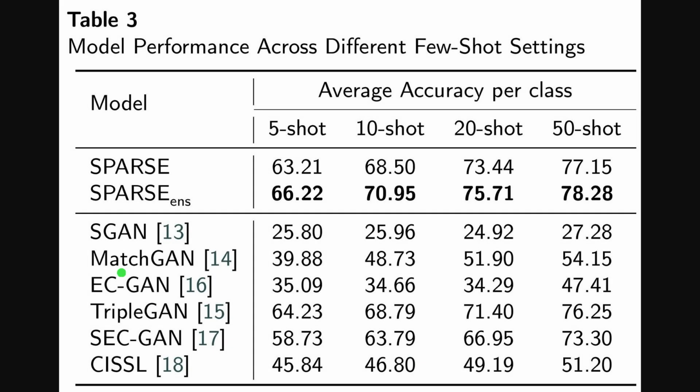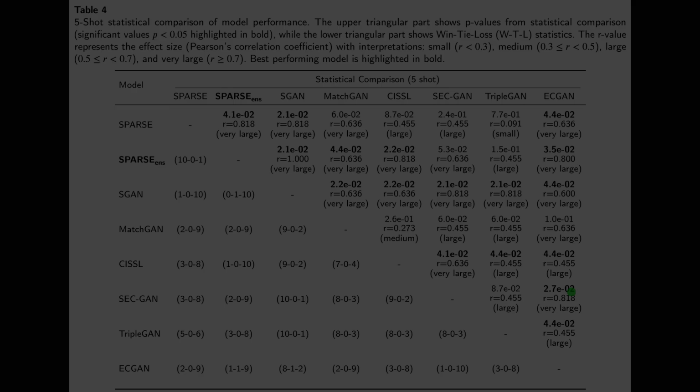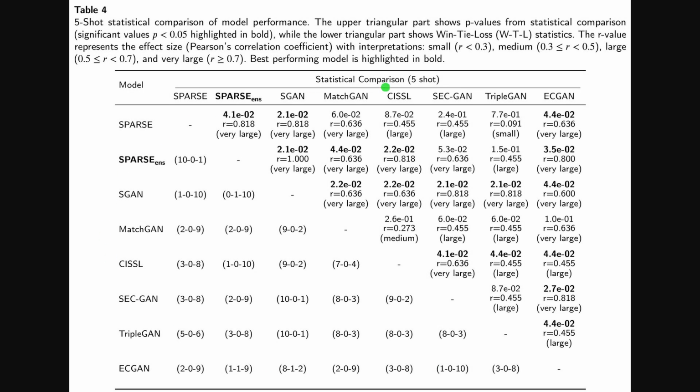Moving on to the core results, this table lays out the model performance across different few-shot settings. These settings range from having only 5 labeled examples per class, all the way up to 50. The top 2 rows show this paper's methods, and as you can see, the ensemble version, SPARSE, achieves the best accuracy in every single category. Looking at the most challenging 5-shot setting, it scores over 66% accuracy, which is significantly higher than the other 6 competing models shown below.